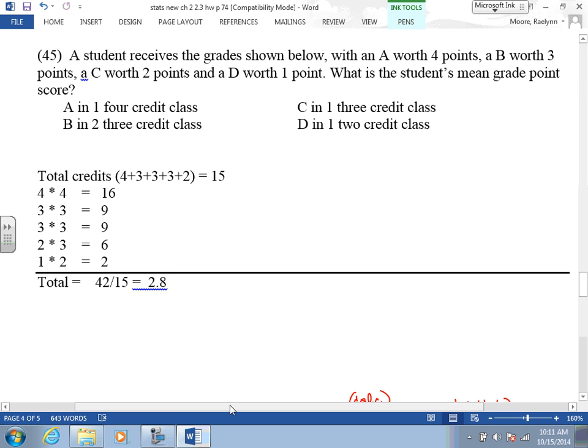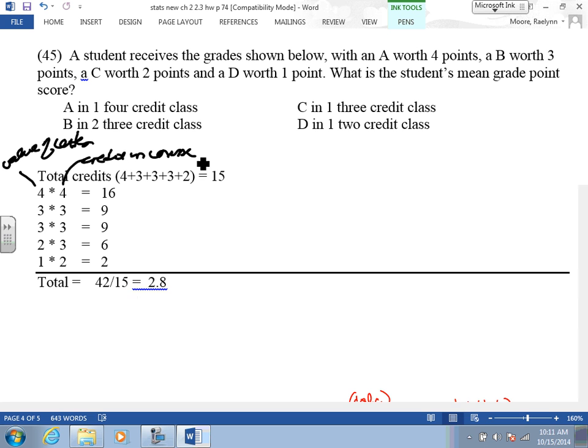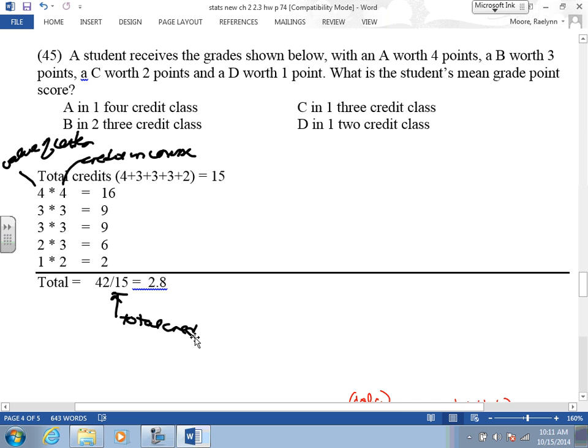I tried to keep this is the value of your letter. This is how many credits in your course. And then we take a total. This is your total credits that you took. So you come up with your grade point average.